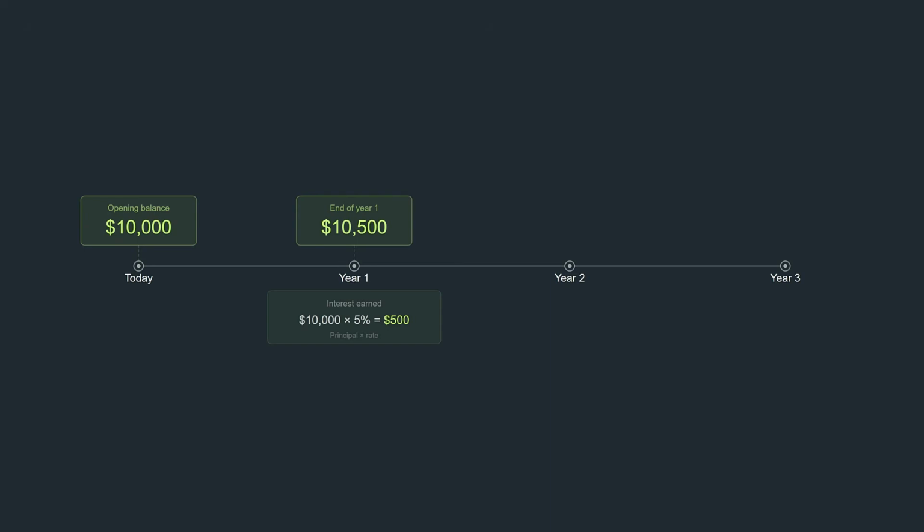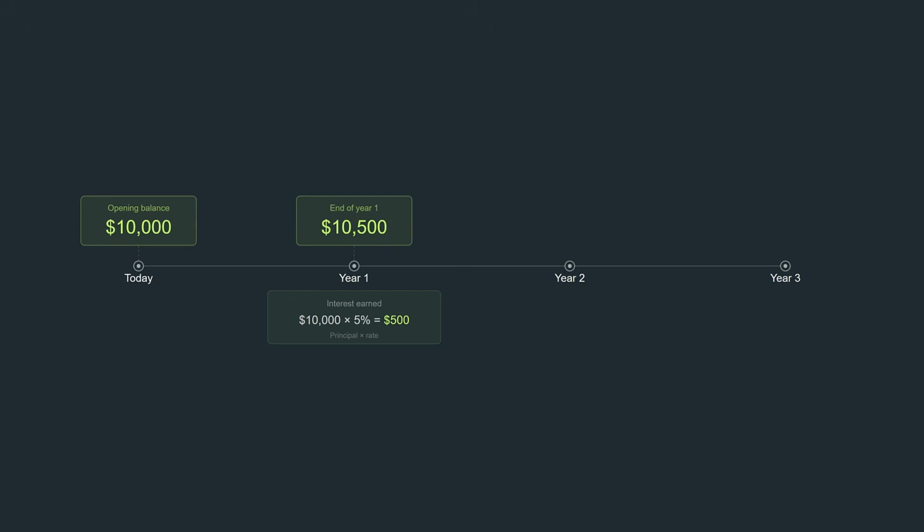We calculated a future value of $10,500 by multiplying $10,000 by 1 plus 5%. But that's just a shortcut. What we're really saying is that on $10,000, we earn 5% interest for the year, or $500. Add that $500 to the principal, and we end year 1 at $10,500.